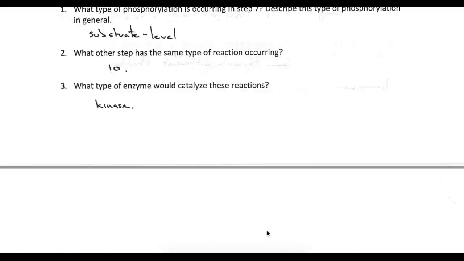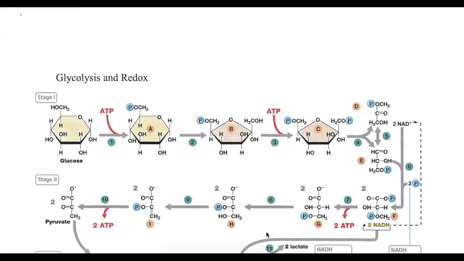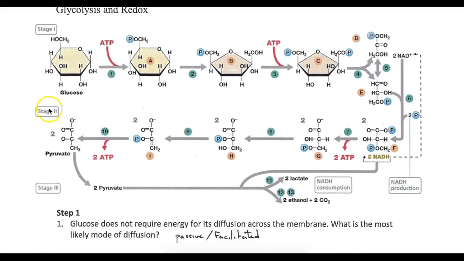Now, at the end of this process, we get 2 molecules of pyruvate, and a couple of things can happen to pyruvate. It can be reduced into lactate, ethanol, or some other fermentative byproduct in which NADH is regenerated into NAD. We'll talk about that later on.